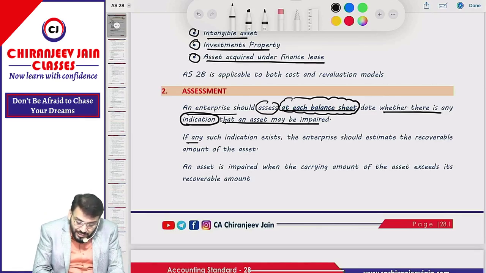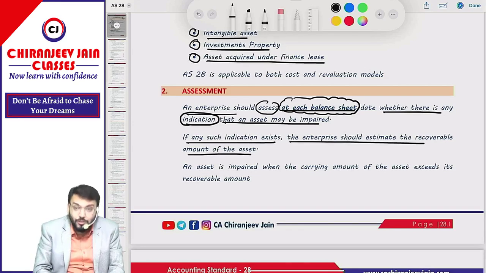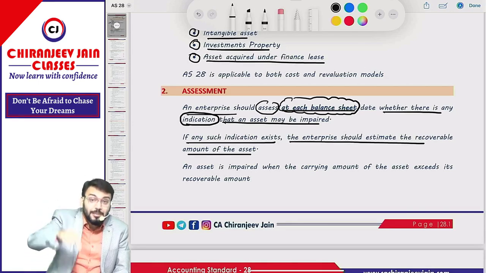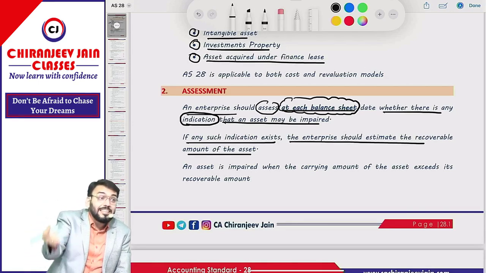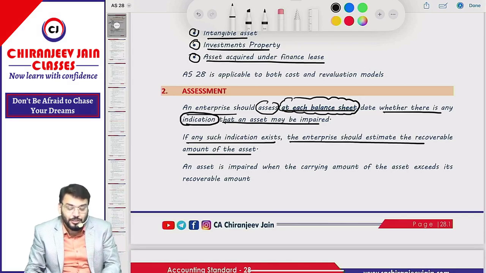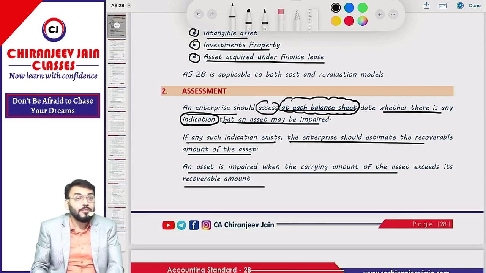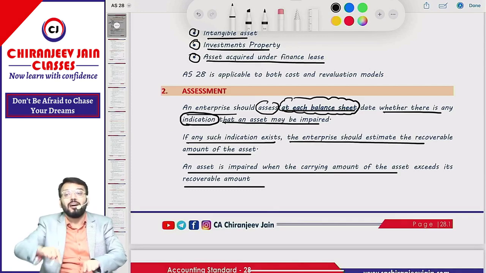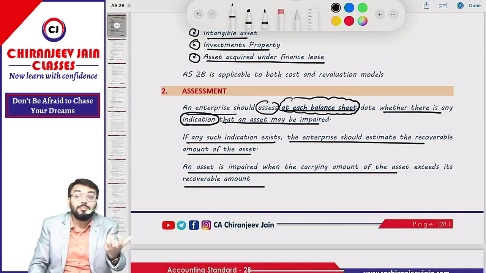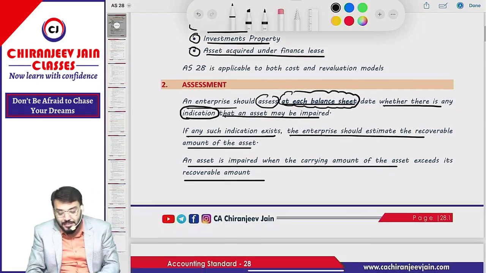If such an indication exists, the entity should estimate the recoverable amount of the asset. Means we need to estimate recoverable amount only when there is an indication of impairment. This point, have you understood? An asset is impaired when the carrying amount of the asset exceeds the recoverable amount. Means if recoverable amount is less than carrying amount, there will be some impairment loss. Understood this point? Yes, sir.